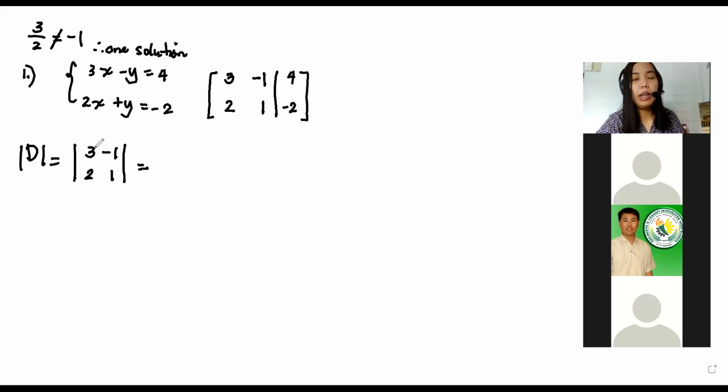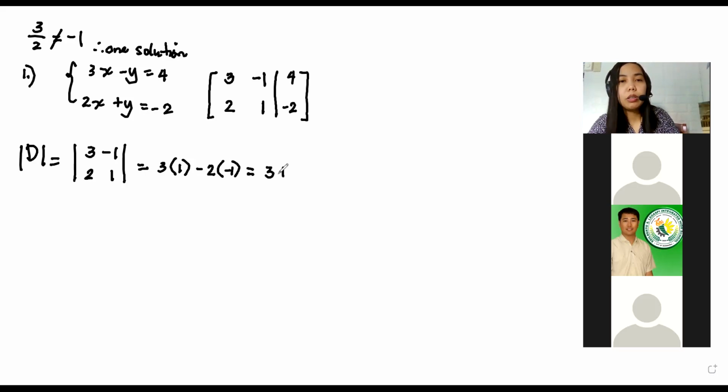And we multiply the principal diagonal minus the secondary. So 3 multiplied by 1 minus 2 times negative 1. So 3 multiplied by 1, that is 3. Negative 2 times negative 1, it's 2. So 3 plus 2, that is equal to 5. Since the determinant is non-zero, it means we can find the solution. But before that, let's find Dx.